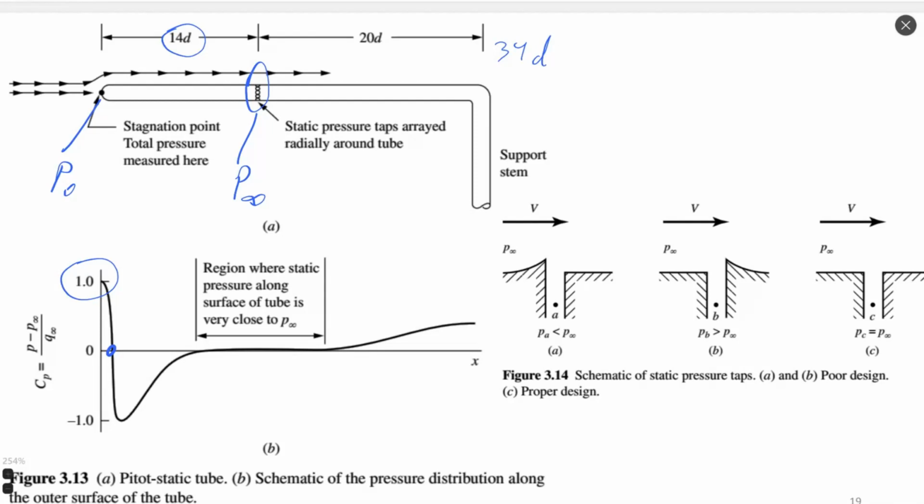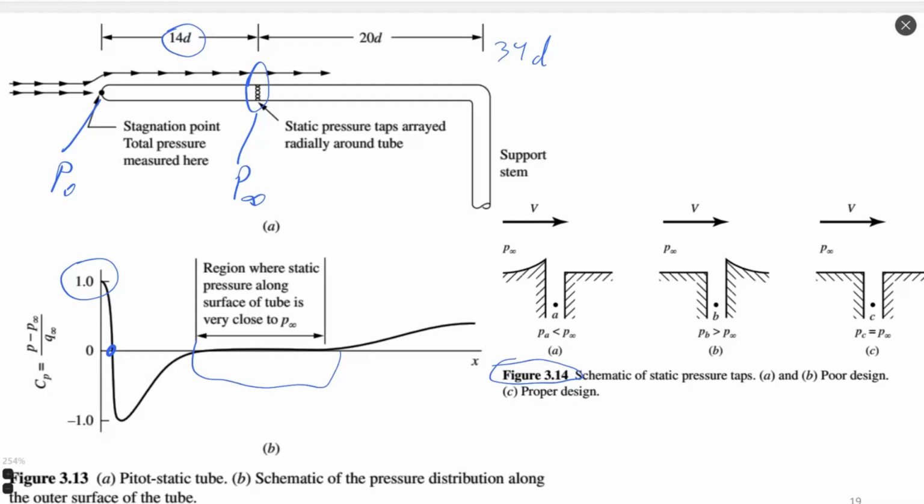In such a way, we have 0 pressure coefficient at a known region, and we put our side orifices there, and we measure exactly P infinite by these orifices. It was one aspect. The second aspect is related to the quality of the side orifice. You can see on figure 14 that it is possible to have different designs.